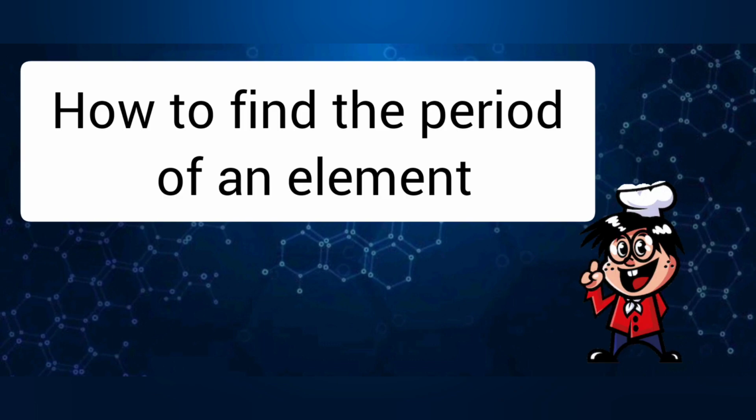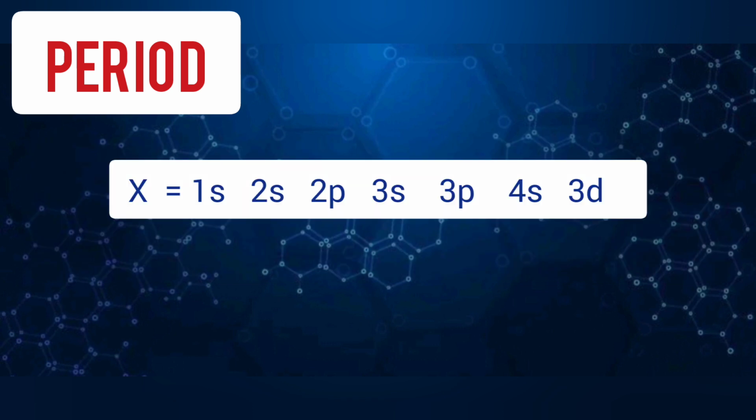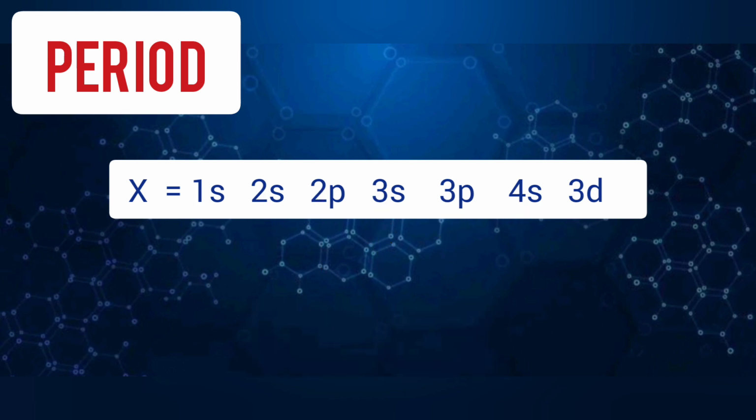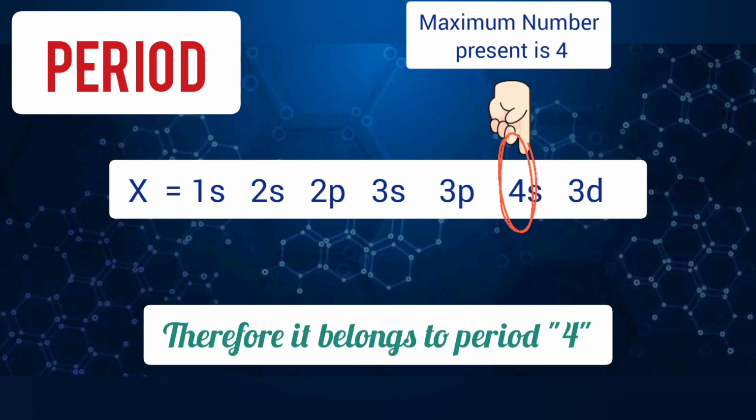Now let us move ahead. Now we learn how to find out the period of an element from its electronic configuration. In order to find out the period, see the maximum number of subshells present while writing the electronic configuration. Now what does this mean? The principal quantum number, or the numbers which are present ahead of the subshell, we have to see in the electronic configuration which is the maximum number present. That number represents the period.